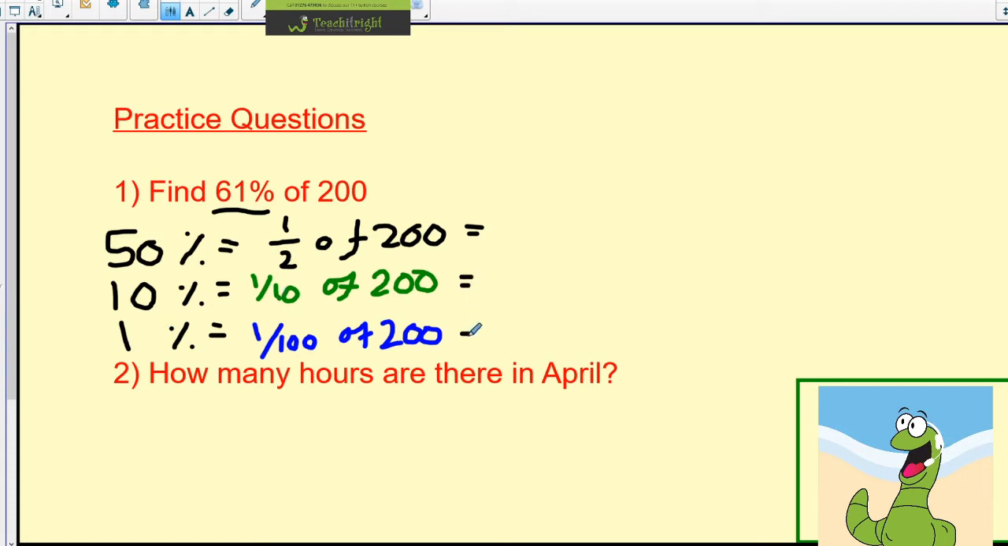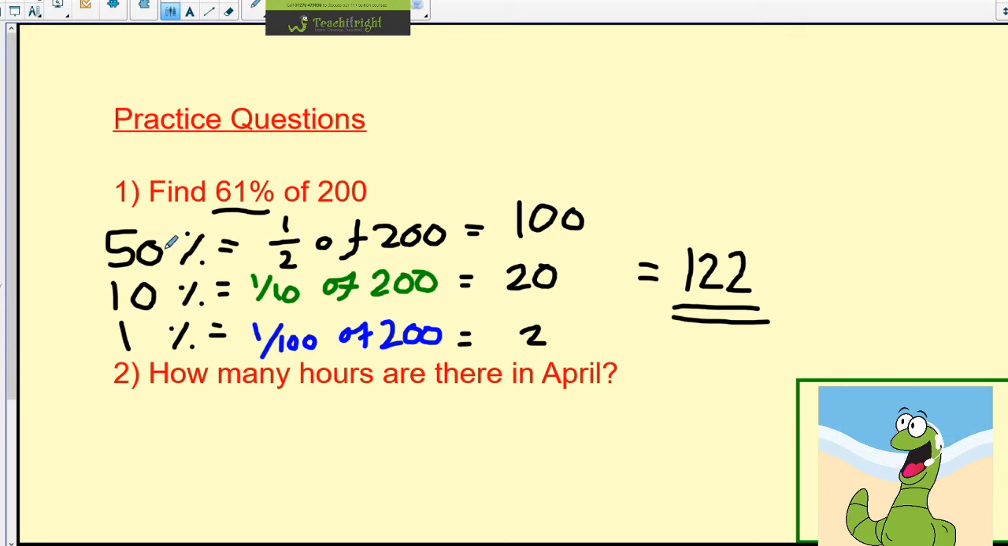Because, hopefully, if you see here, if we work this out, half is 100, 1/10 is 20, and 1/100th is 2. When I add these up, my answer is 122. And that is the answer. But these are things I want you to learn. I want you to just know 50% is half, 10% is 1/10. And that now means, really, with 50%, 10%, and 1%, you can work out any number.